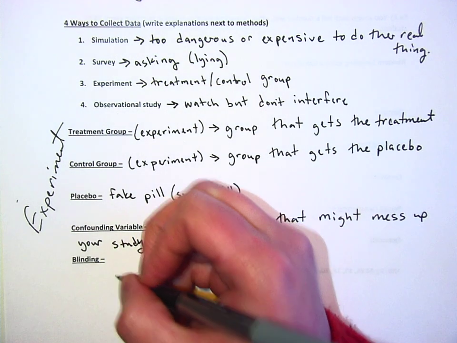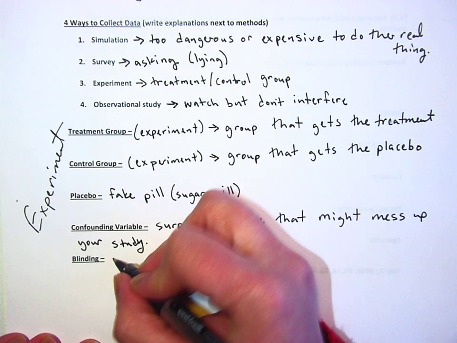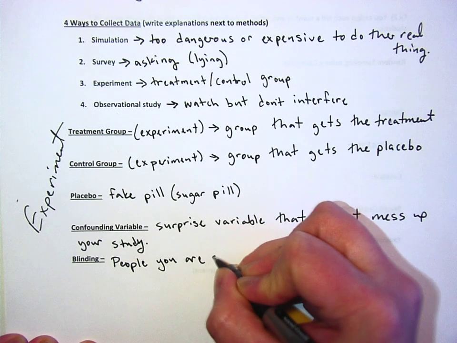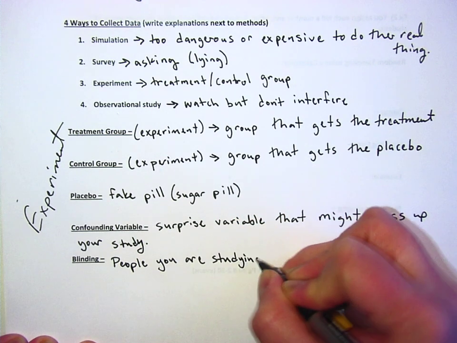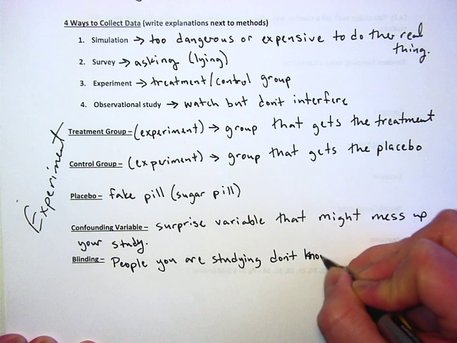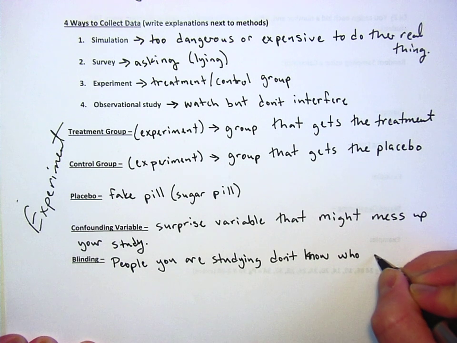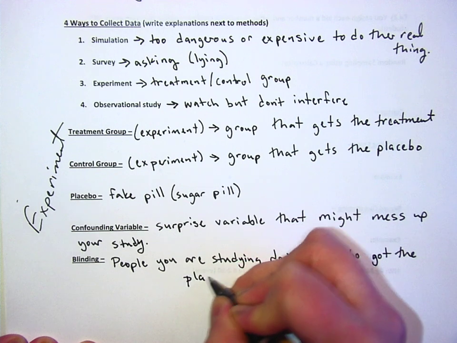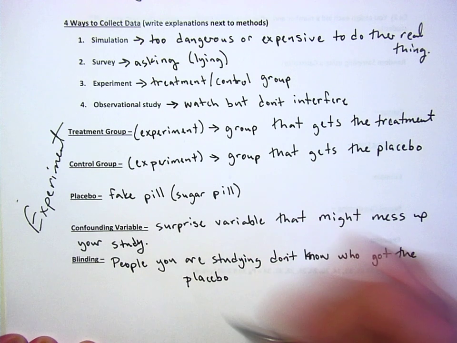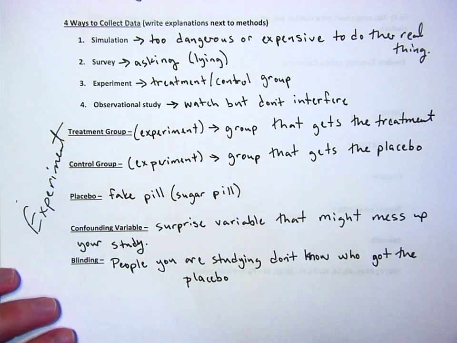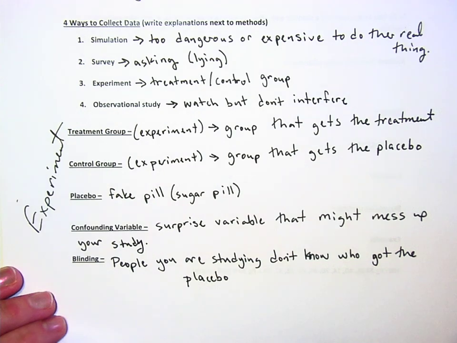Blinding is when the people you are studying don't know who got the placebo. And this is necessary for anything with a placebo or a treatment group or a control group. If they know they got the placebo, then they're going to know not to react to it. So it's called a blind study.